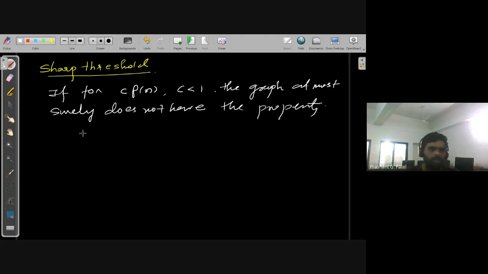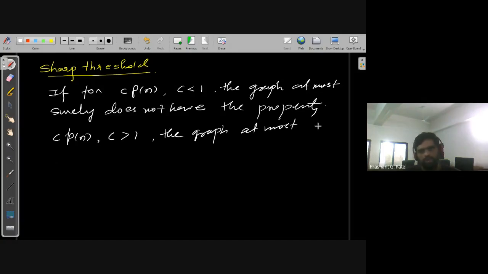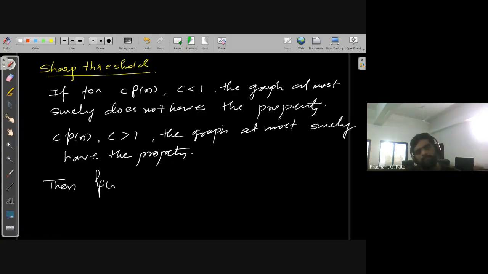But c into Pn, if the value of c is greater than 1, then the graph almost surely has that property. Then we can say that this Pn is a sharp threshold.